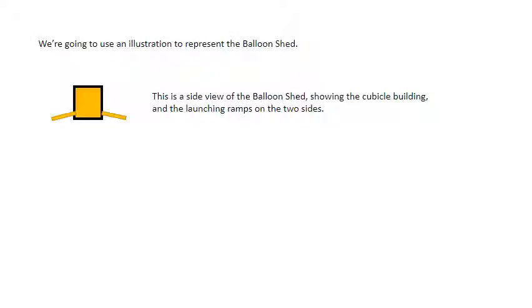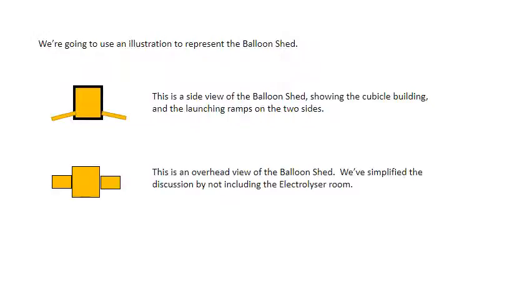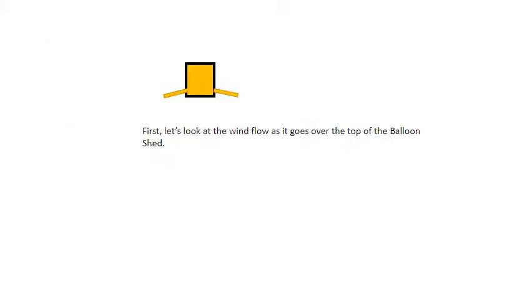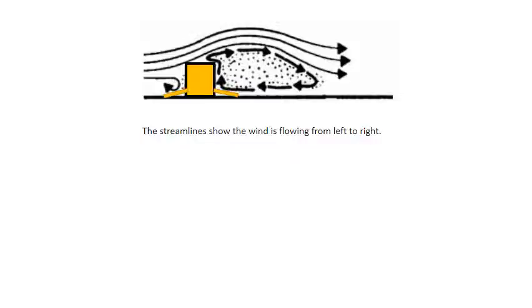We're going to use an illustration to represent the balloon shed. This is a side view of the balloon shed, showing the cubicle building and the launching ramps on the two sides. This is an overhead view of the balloon shed. We've simplified the discussion by not including the electrolyzer room. First, let's look at the wind flow as it goes over the top of the balloon shed. The streamlines show the wind is flowing from left to right.